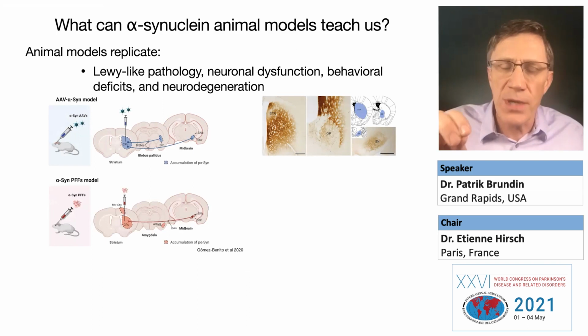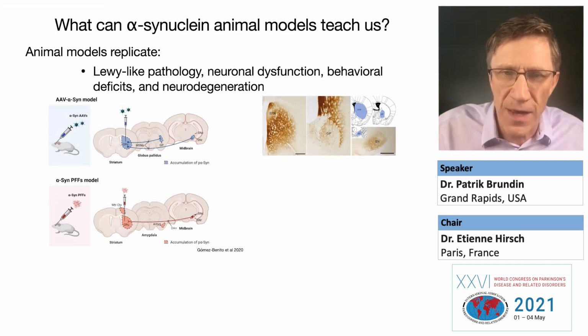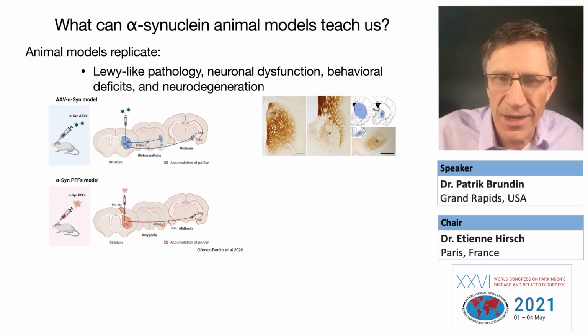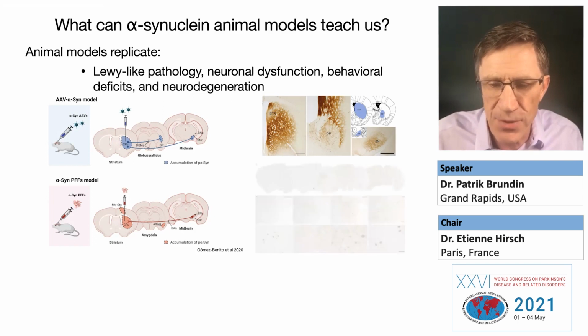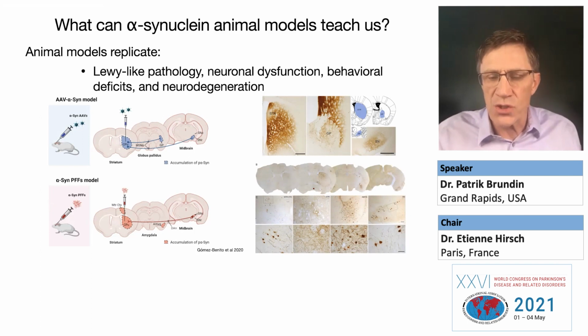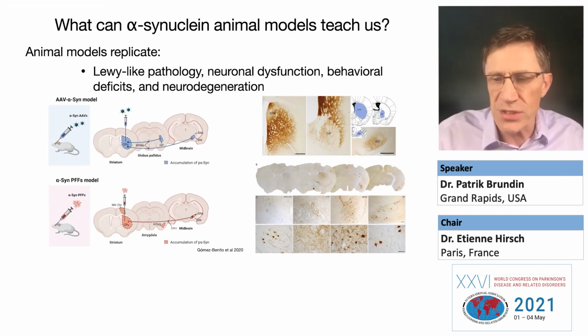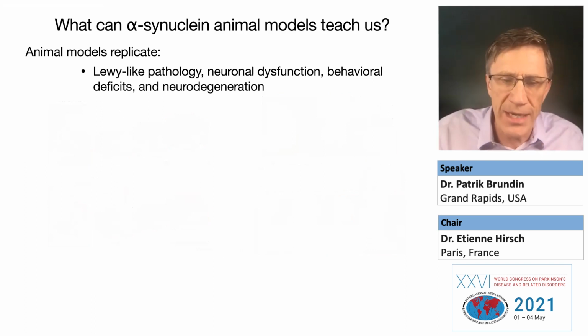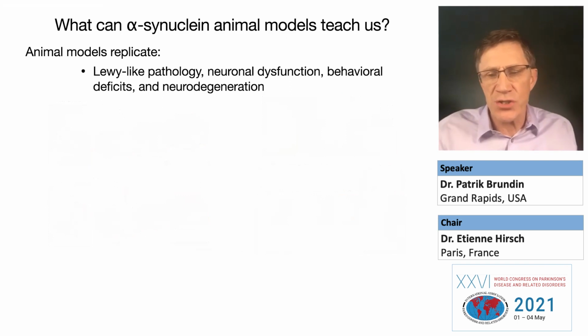And it's also possible to inject so-called PFFs, preformed fibrils of alpha-synuclein, in this case into the striatum, in order to see if one can seed aggregates in a prion-like fashion. And indeed that happens, and one can get aggregates, as you see in the lower right-hand corner here, in the substantia nigra and also in the amygdala and other regions that are associated with Parkinson pathology. So animal models replicate these features that are so important.